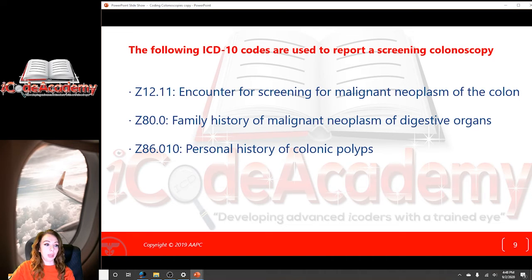We want to make sure we're picking up Z86.010, which is that personal history of colonic polyps. And this needs to be reported if there is a history of previous benign polyps. Otherwise, we do have an additional two options here, our Z12.11 for the encounter for screening for malignant neoplasm of the colon. And again, these are for our screening colonoscopies. We also have our Z80.0, which reflects that family history of a malignant neoplasm of the digestive organs. So there's some options available to you.